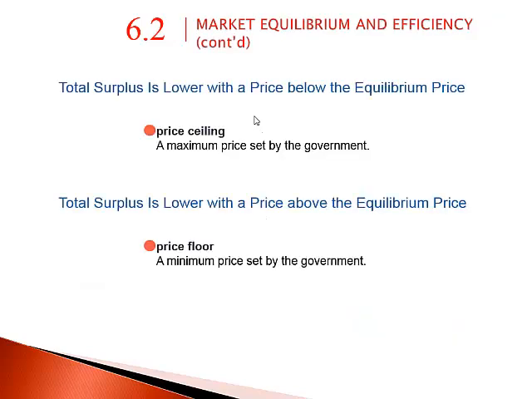So the government can intervene. And when they intervene, they can do one of two things when we're talking about prices. They can set a price ceiling or a price floor. A price ceiling is the maximum amount that a particular business or industry is able to charge for an item. A price floor is the minimum amount set by the government.